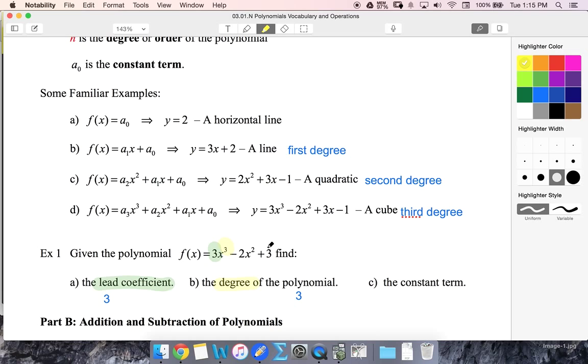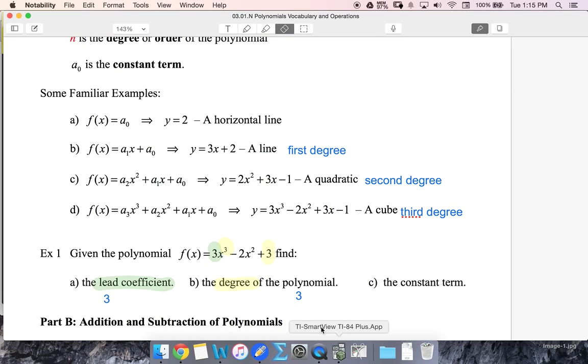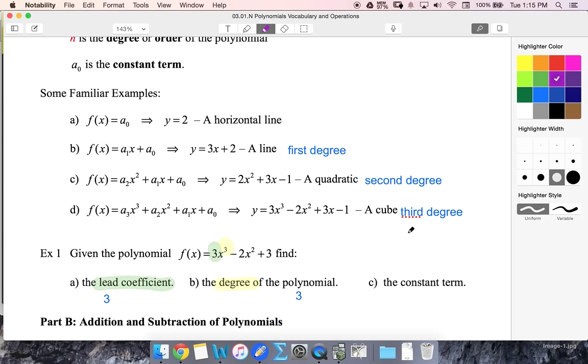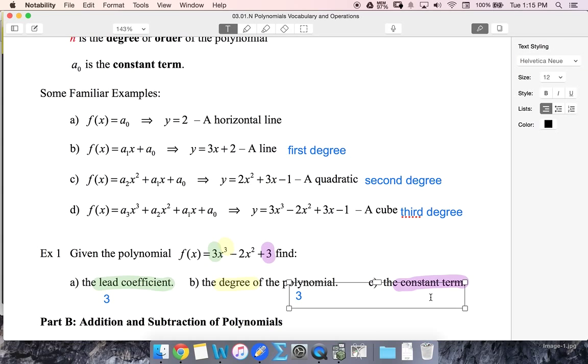And the constant term, my goodness, what a terrible example. They're all the number 3. I'm going to use a different color. My constant term is this 3 on the end. So even though all answers are 3, it's coming from different parts of the polynomial. And this specifically is a trinomial. Specifically, this one is a trinomial because we have 3 terms. And that's the vocabulary video.